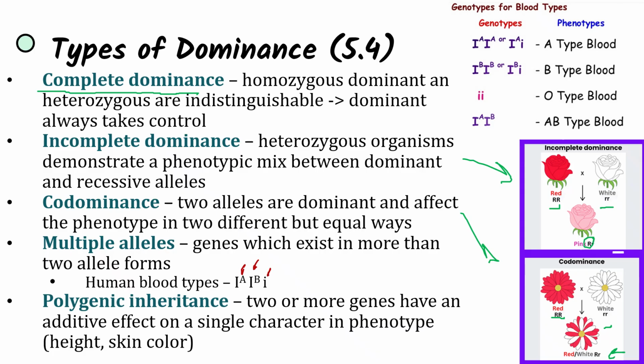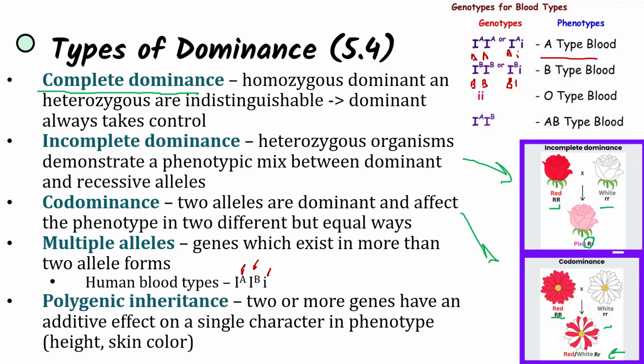And so the different combinations here that we can see with genotype, if you have an AA or an A lowercase i, with the i being sort of the recessive allele here, then we get A-type blood. Same thing if you have BB or B lowercase i, then you've got B-type blood. If you have two of the recessive alleles, then you've got O-type blood. And if you have an A and a B, then you're now experiencing codominance. You have AB-type blood. Both of these alleles are dominant.